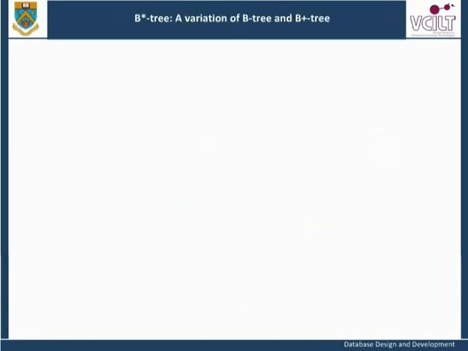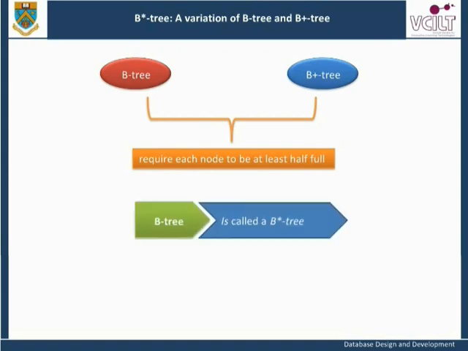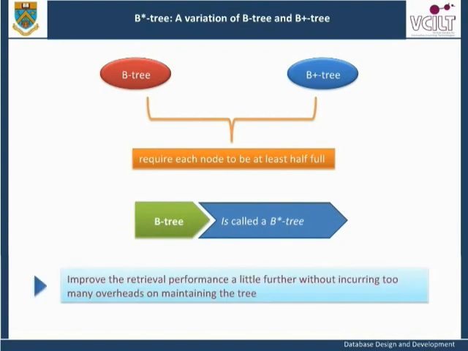B* tree, a variation of B tree and B+ tree. Recall that the definitions of B tree and B+ tree require each node to be at least half full. Such a requirement can be changed to require each node to be at least 2/3 full. In this case, the B tree is called a B* tree. This can improve the retrieval performance a little further without incurring too many overheads on maintaining the tree.